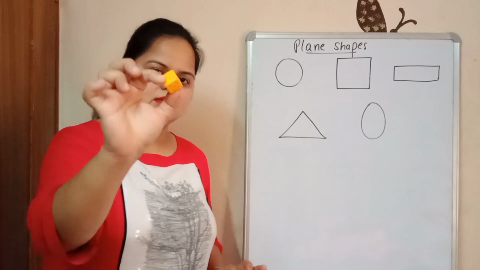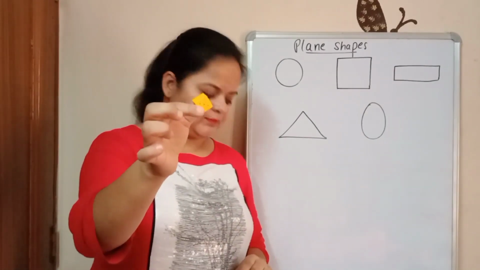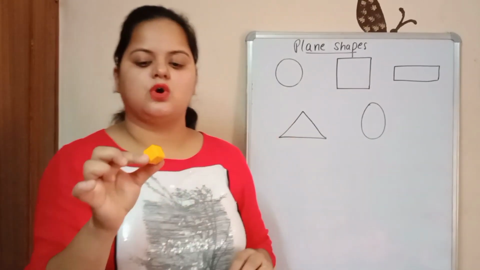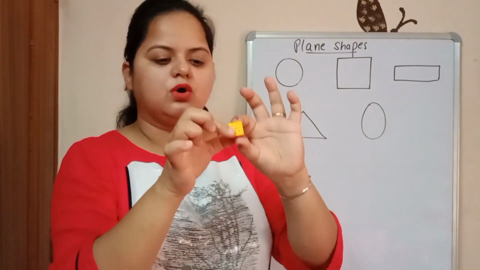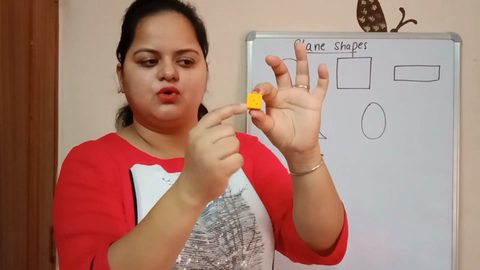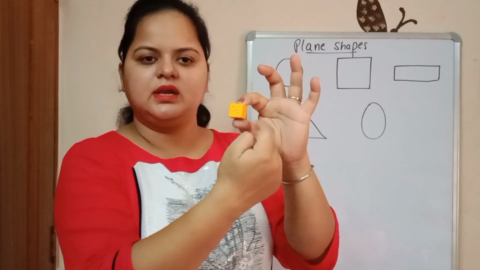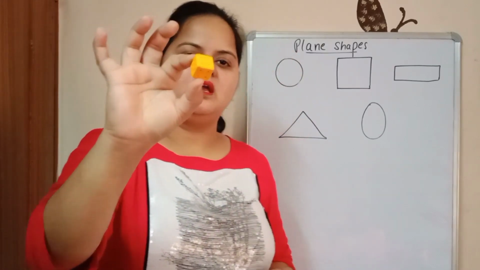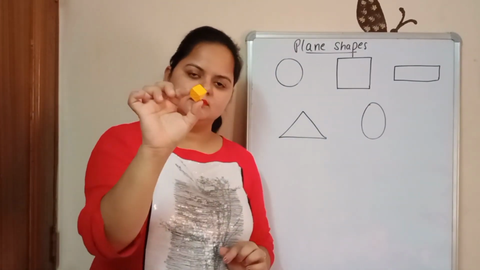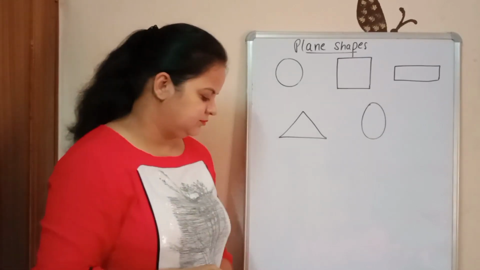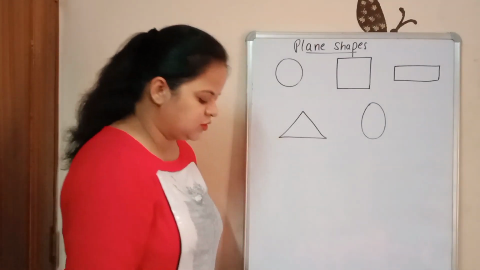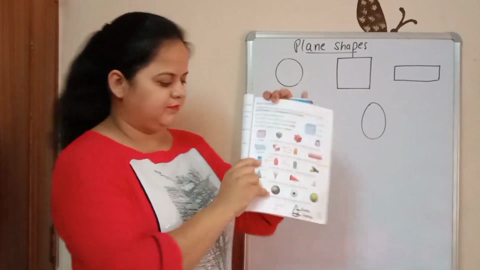It has 12 edges, and 8 corners. 1, 2, 3, 4, 5, 6, 7, 8. It has 8 corners. Clear? Now we will talk about a cuboid.